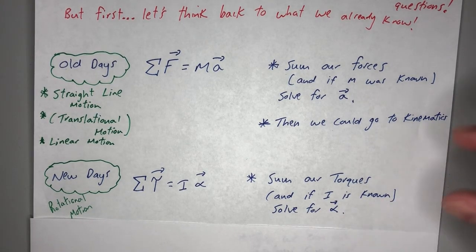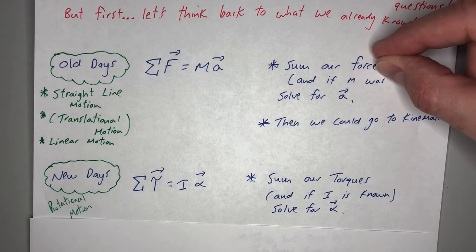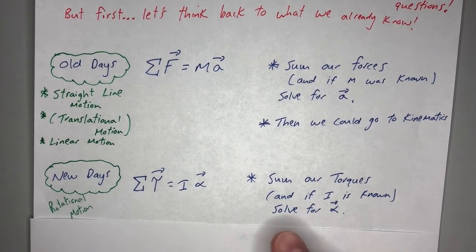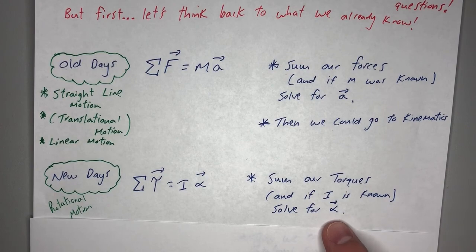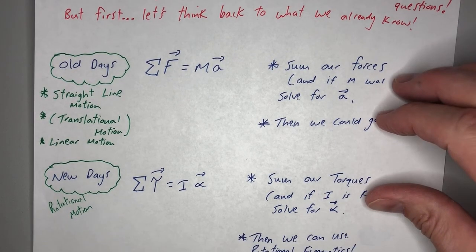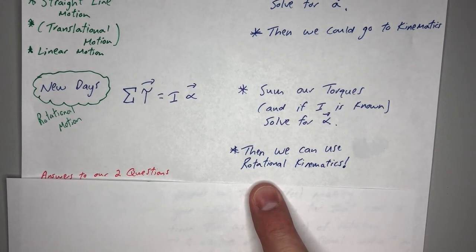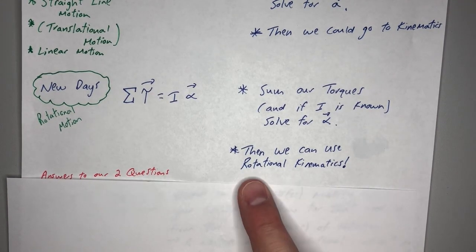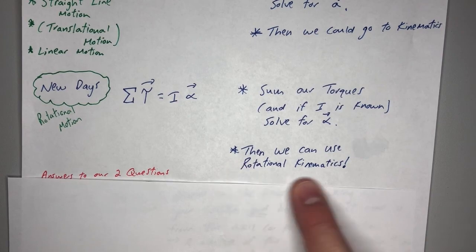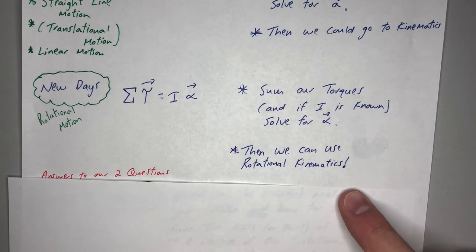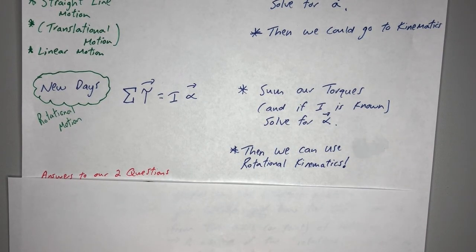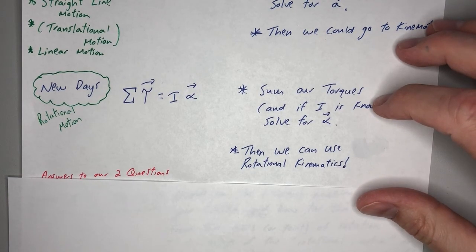I wanted you to see these things side by side, because we summed our forces, got the a, and went to kinematics. Here we're going to sum our torques, and we're still going to solve for a, it's just angular acceleration, in radians per second squared. Then we can use rotational kinematics, which is very similar to the translational kinematics you're used to. But let's talk about those two questions now.